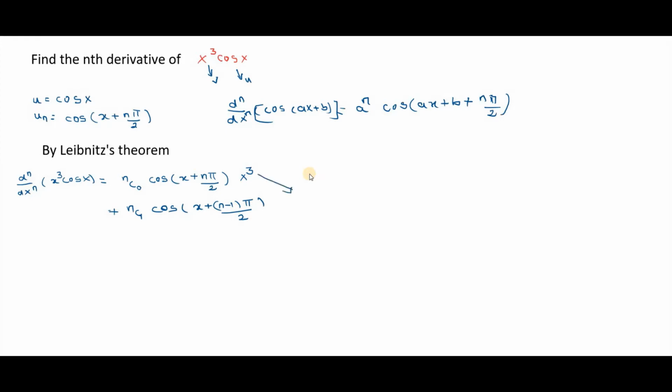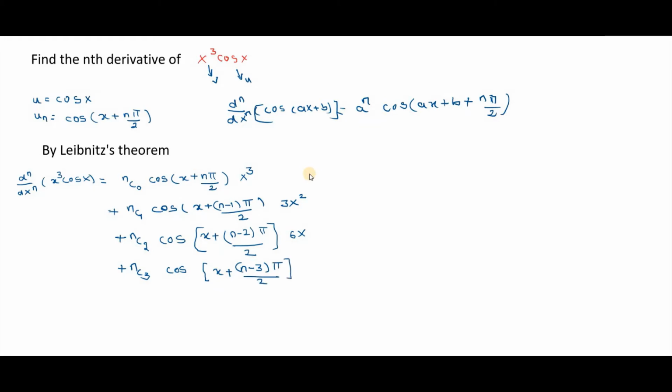And what is the differentiation of x cube? Differentiation of x cube is 3x square. Next plus nC2 cos(x plus, in place of n minus 1 you can write n minus 2, pi divided by 2). And what is the differentiation of 3x square? It is 6x. Plus nC3 cos(x plus, in place of n minus 2 now you can write n minus 3, into pi divided by 2). And what is the differentiation of 6x? It is 6, and the next differentiation of 6 is equal to 0, so we can stop here only. Now just write down the values.